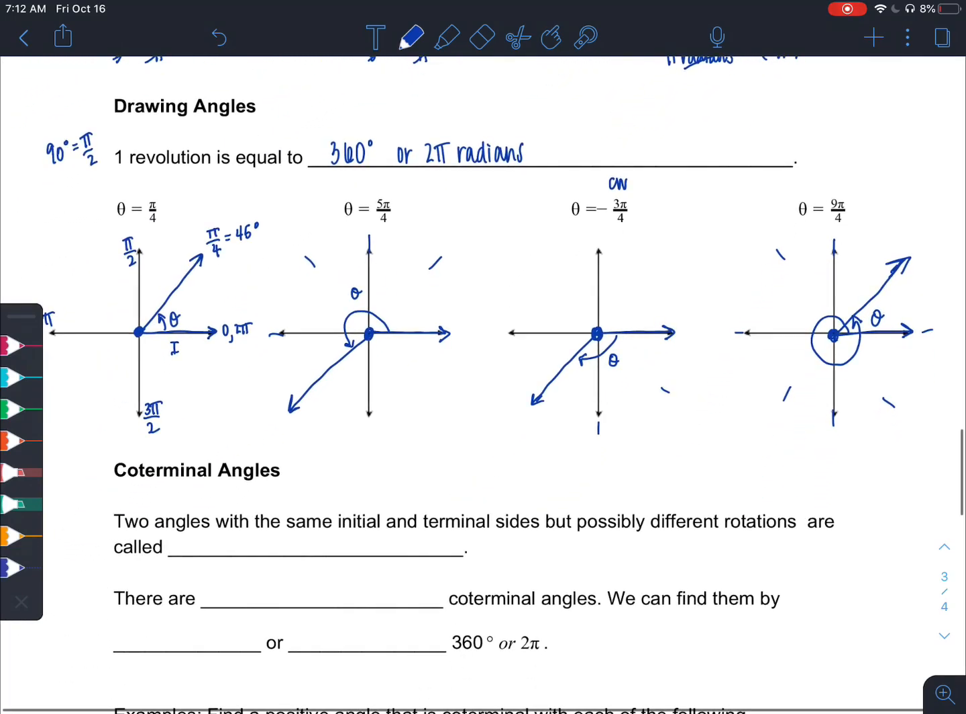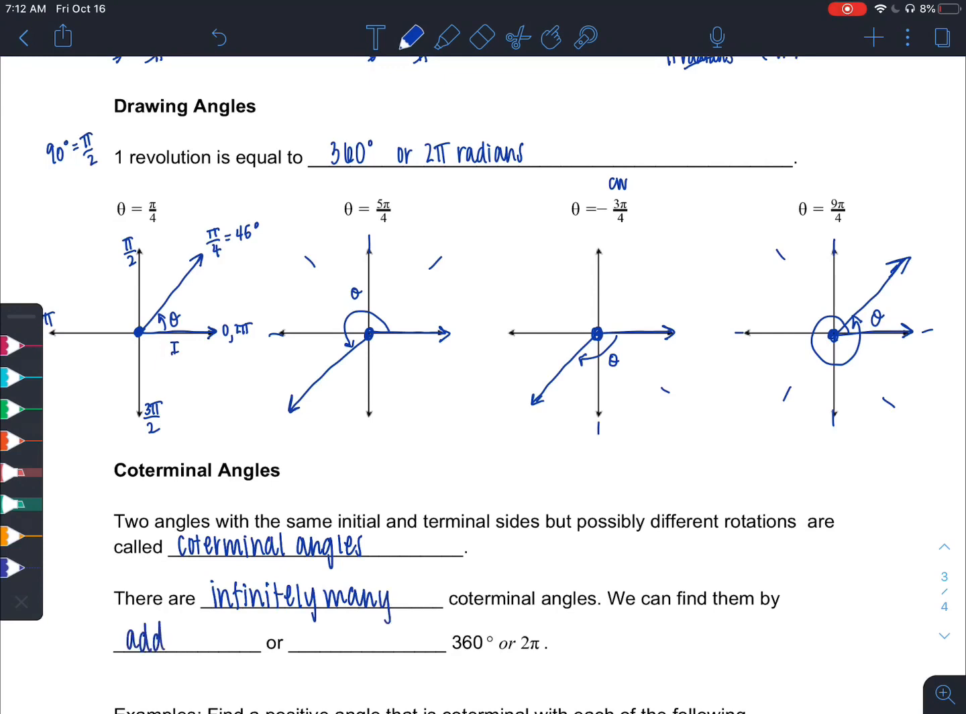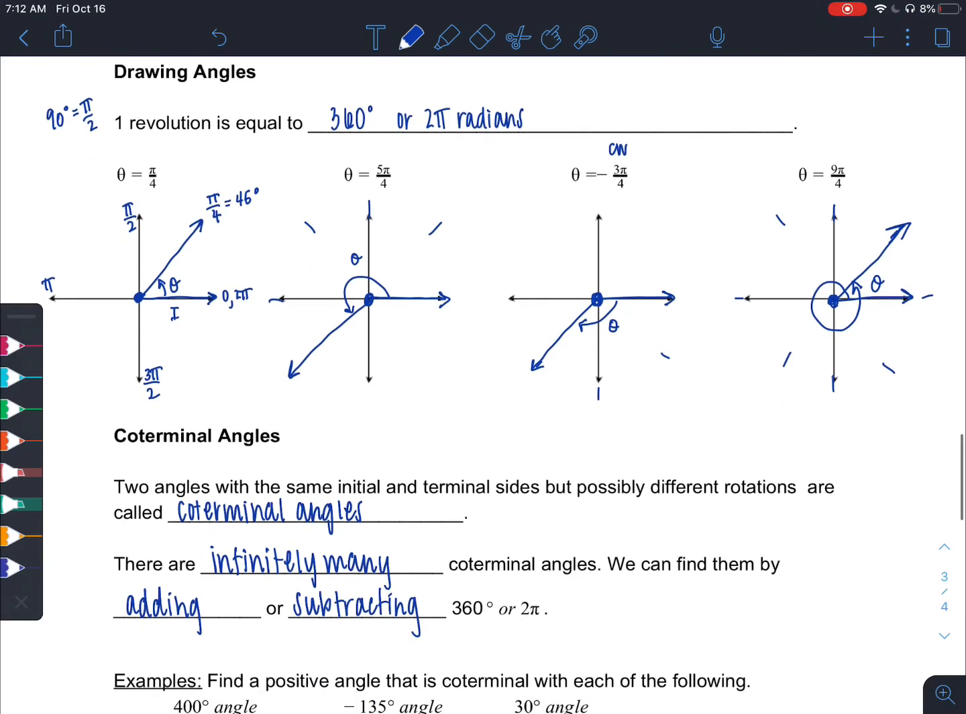Okay, so this brings us to our next point. We have two angles with the same initial and terminal sides but different rotations. Those are called coterminal angles. There are infinitely many coterminal angles, and we can find them by adding or subtracting 360 degrees or 2 pi.